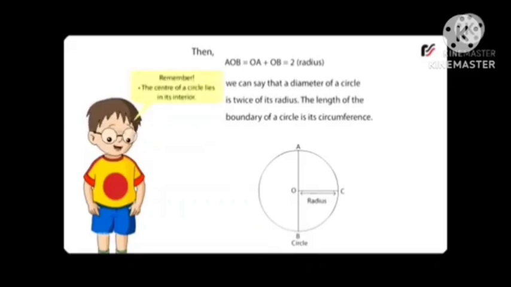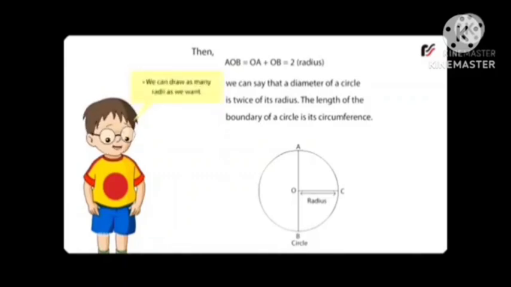Remember, the center of a circle lies in its interior. All the radii of a circle are equal. We can draw as many radii as we want. All the diameters of a circle are equal in length.